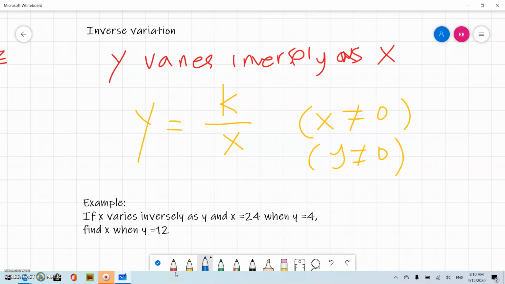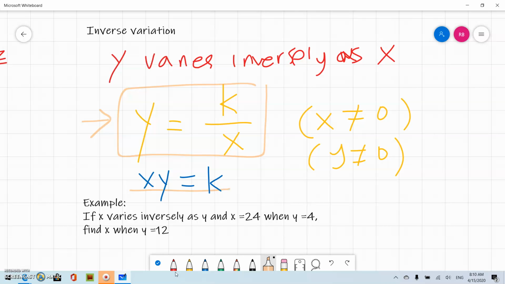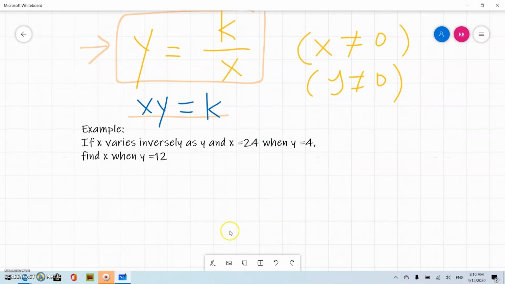Another way you might see this represented is that xy is equal to some constant k. This is how I usually write it, but if a problem gives you this form, know that it's inverse. If you isolate y by dividing both sides by x, you know that it looks inverse. All right, so let's look at this.